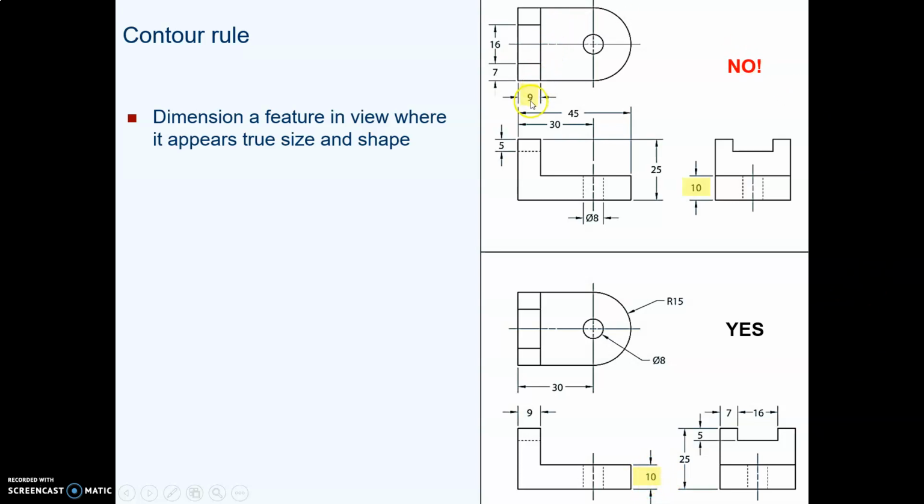Up in the bad drawing, there is 9 millimeters thickness on this vertical leg, but this is the wrong place to put it, because that's not true size and shape. We'll look at the view at the bottom. There is the 9 millimeter dimension in the view where it appears true size and shape. And finally, how about this notch? Again, in the bad drawing, these are just lines. We don't know what they are. Down here in the good drawing, there we see, oh, that's a notch, and that's what those numbers are talking about.